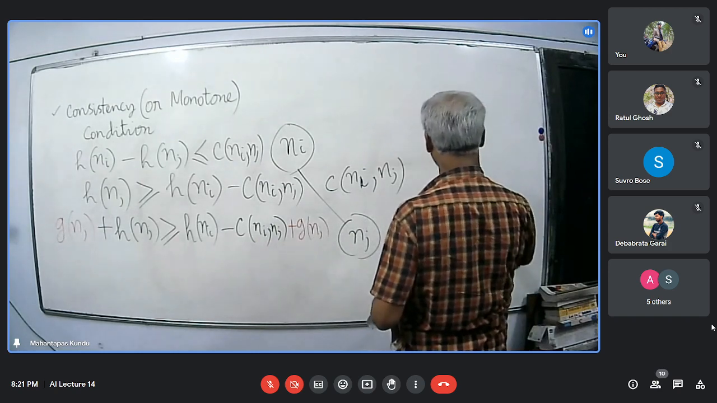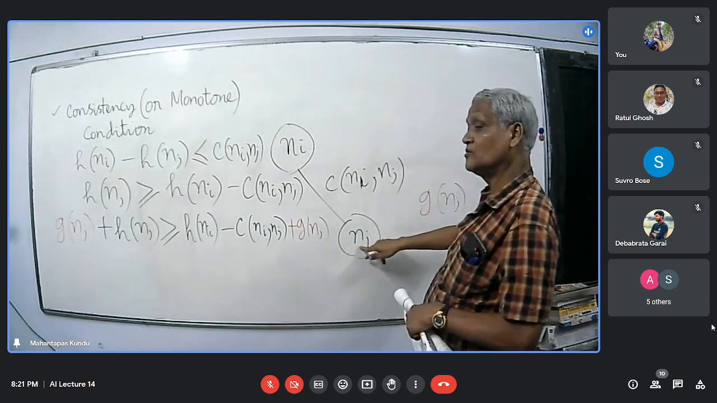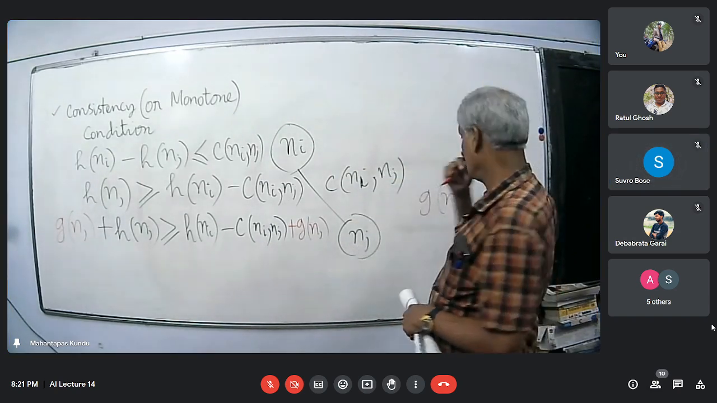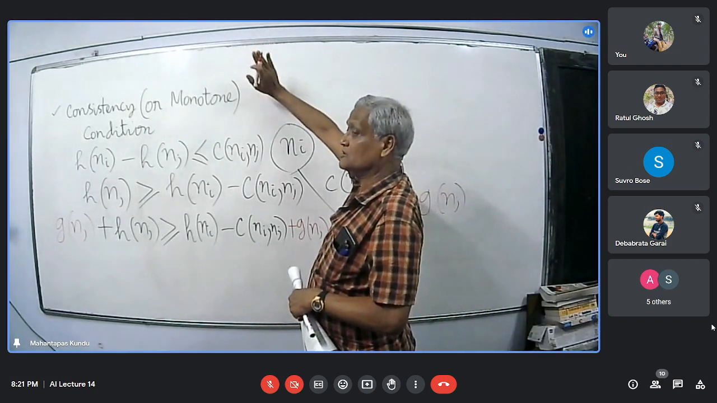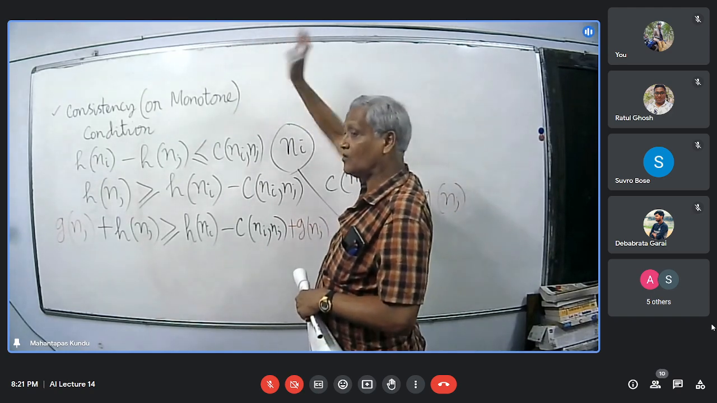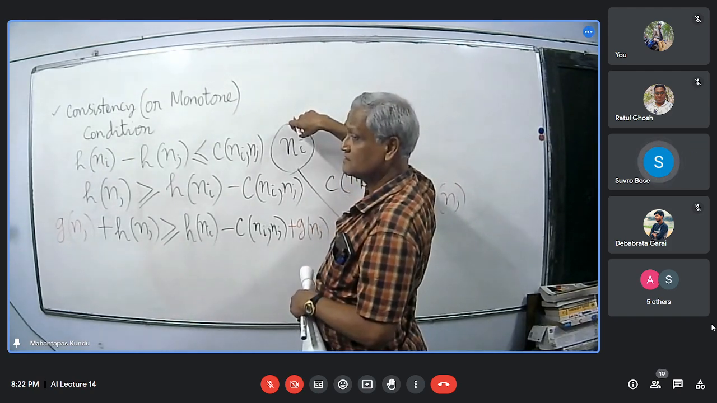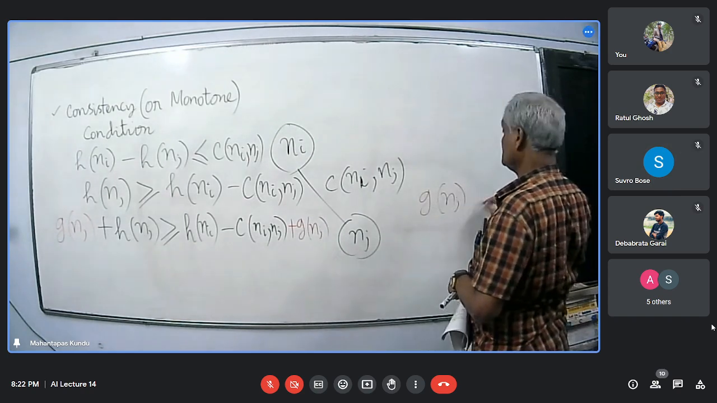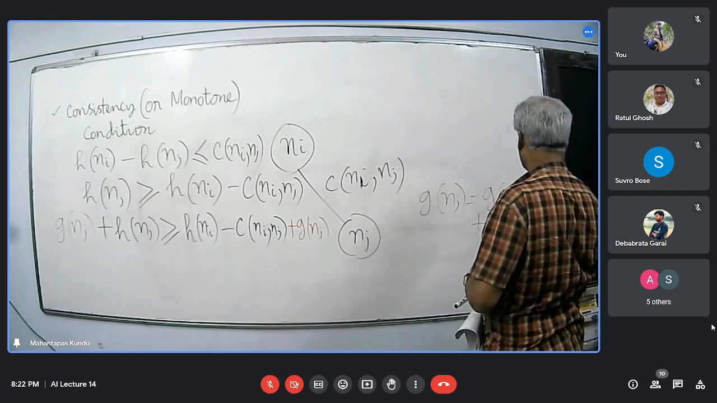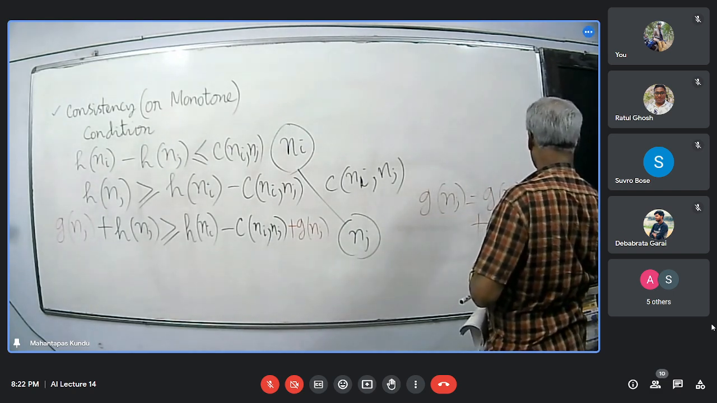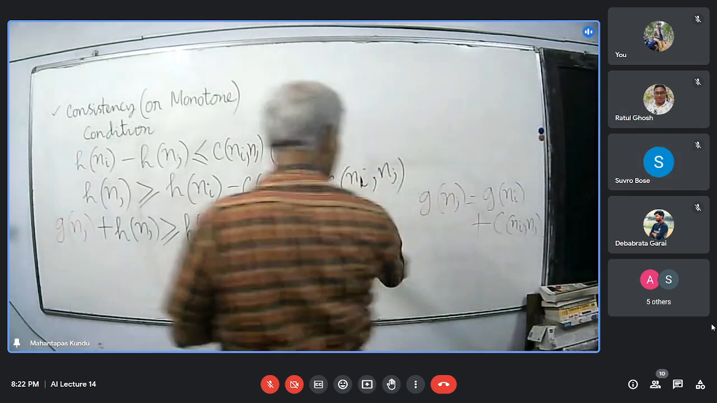This g(nj) is the cost of the path joining start node to nj. And what is g(ni)? The minimum cost of all paths which have so far been discovered from start node to ni. Then this g(nj) will be g(ni) plus c(ni, nj), this arc cost. So put this value of g(nj) there.